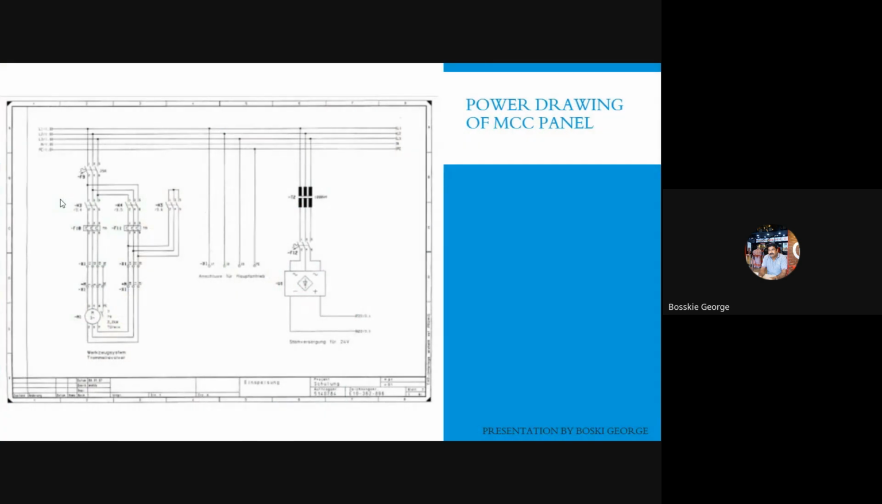This is a particular power diagram of an MCC panel. It is actually for a star delta starter. Three contactors will be there: K1, K2, and K3. One is the mains contactor, the second is delta, and the third is the star contactor. This is the typical power diagram of an MCC panel.